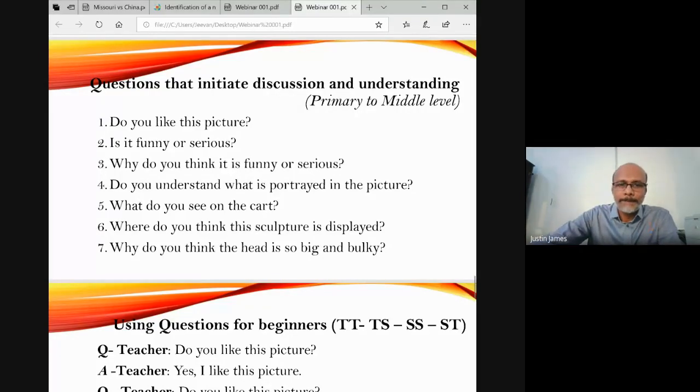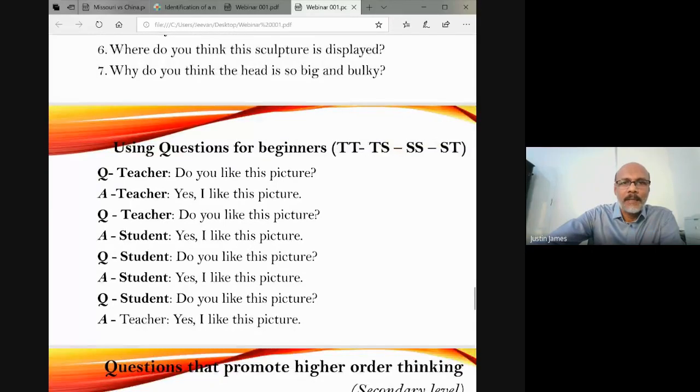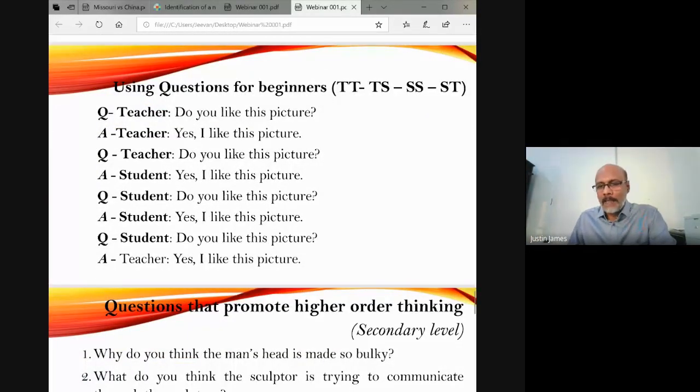Now, if the same picture is used with basic level students, beginners, those who come to learn English as beginners, age doesn't matter, you can use this particular model: TT, TS, SS, and ST. I'll tell you what is TT. The teacher asks the question and the teacher answers the question. Then the teacher asks the question, a student replies. Then the next step is to make a student ask the question to another student, that student responds. This can be done in the whole class. Finally, the last student can ask the same question to the teacher, and the teacher can give the answer.